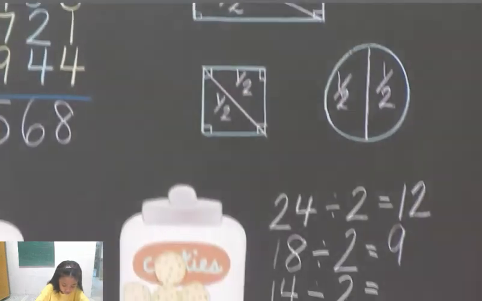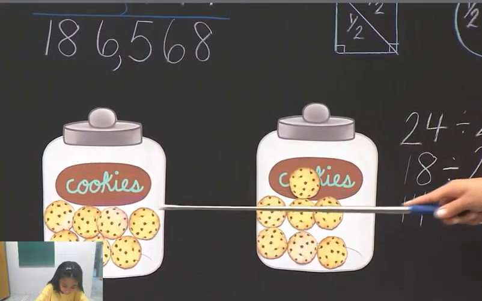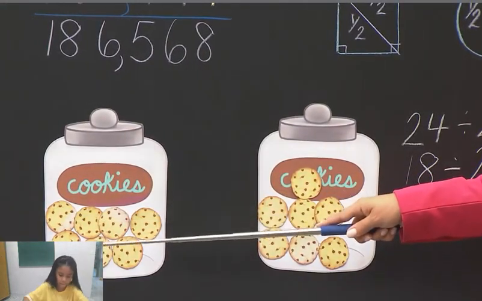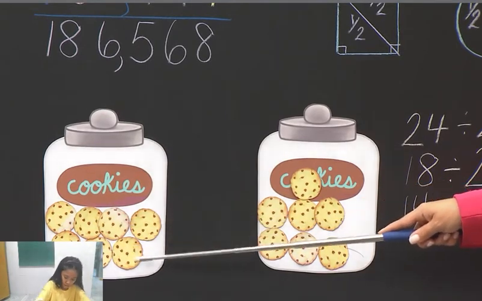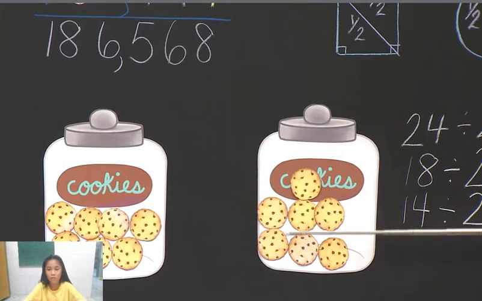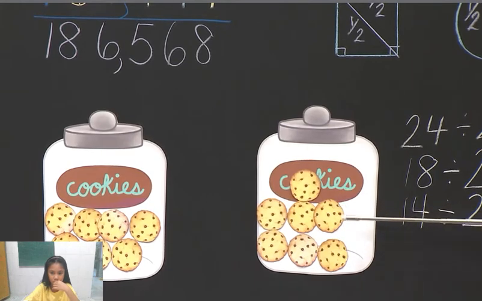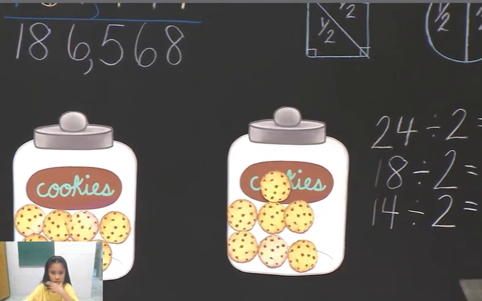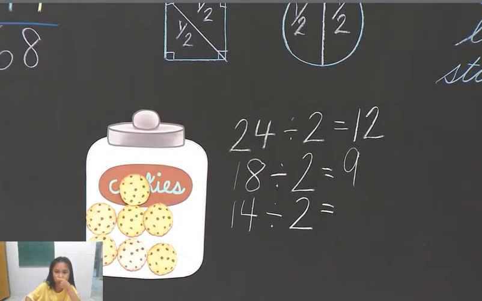Let's find out the quotient, that answer. Look inside the girls' cookie jar and count while I point. Ready? 1, 2, 3, 4, 5, 6, 7. Let's check the boys' cookie jar. Ready? 1, 2, 3, 4, 5, 6, 7. So the answer, 14 divided by 2, is what, Asa?